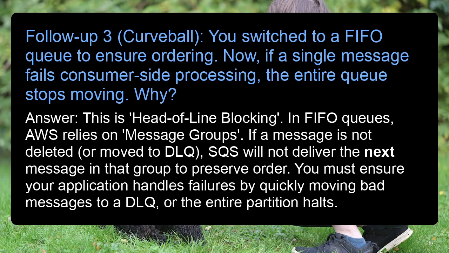In FIFO queues, AWS relies on message groups. If a message is not deleted or moved to a DLQ, SQS will not deliver the next message in that group to preserve order. You must ensure your application handles failures by quickly moving bad messages to a DLQ or the entire partition halts. Scenario 14.